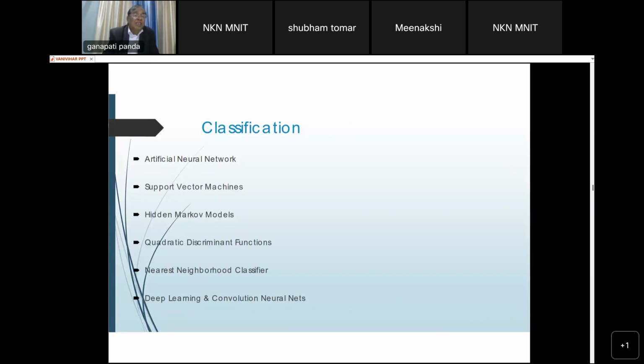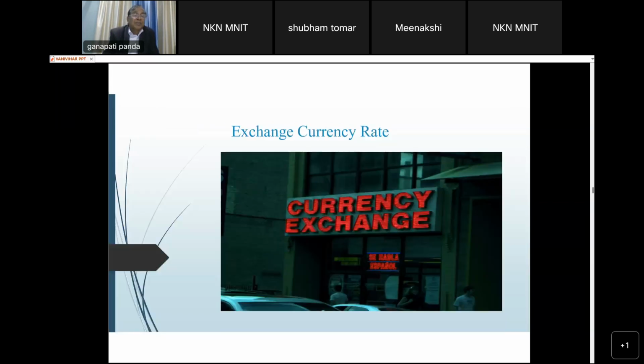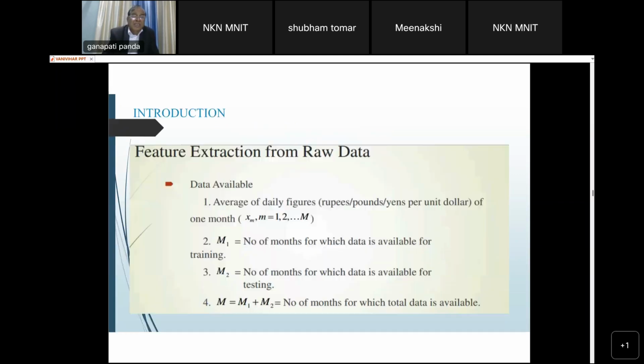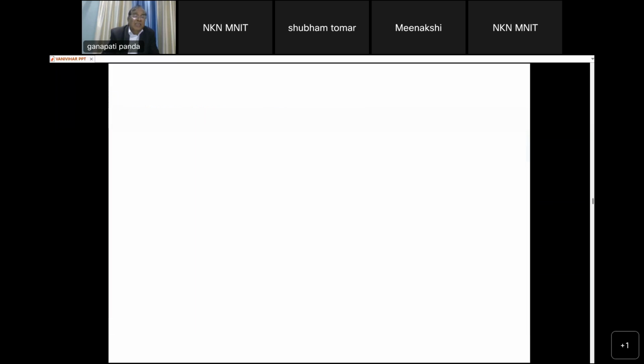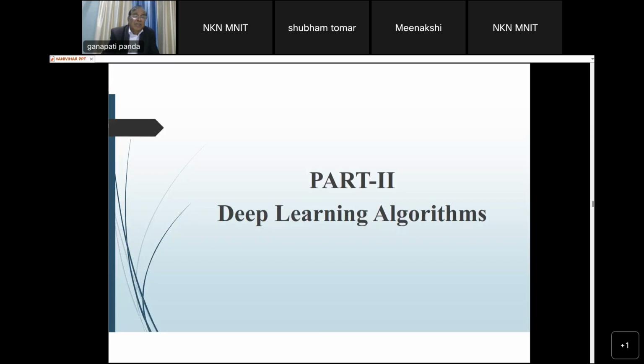Now for classification tasks: support vector machine, hidden Markov model, nearest neighbor classifier, deep learning models. We apply for currency exchange rate prediction: $1 is how many rupees, $1 is how many pounds, how many yen. So we developed a short-time predictor and a long-time predictor. You can predict for tomorrow or you can predict after 7 days, any currency. Those who are interested in finance, we did a lot of work on this in the past. And the list of publications I will keep.